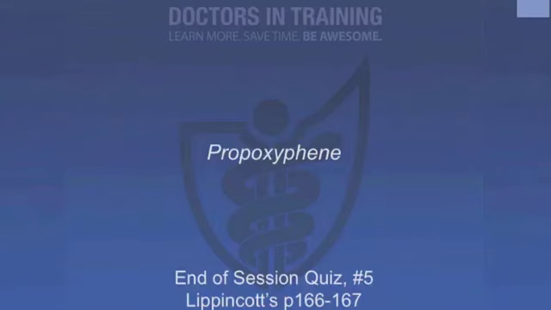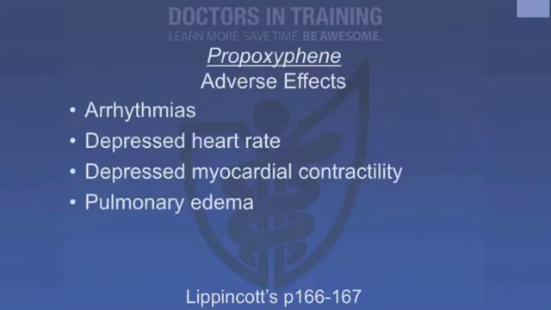Next question. Which moderate opioid analgesic is potentially cardiotoxic at high doses and has a higher risk for arrhythmias? Well, this is the drug propoxyphene, which blocks cardiac sodium channels like local anesthetics and the class 1 antiarrhythmics. This can cause arrhythmias and depressed heart rate, depressed myocardial contractility, and pulmonary edema. So this drug has been taken off the market. You'll still hear a lot about it. Patients have been using this for 30 or 40 years. They love the drug. They're hooked on the drug, but it's no longer available.